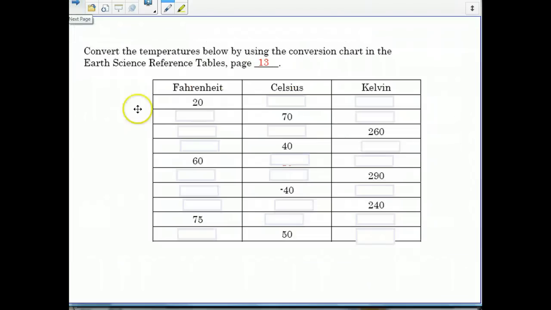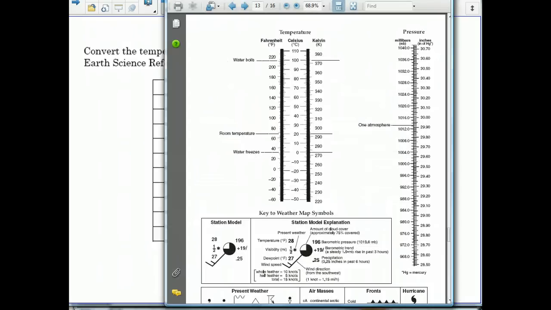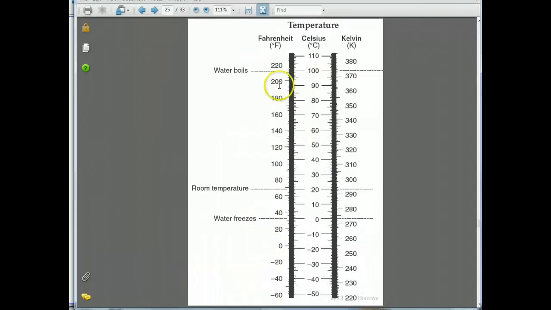What I'd like you to do is take out your reference table, turn to page 13, and you'll see this page. And you'll see on this chart right here, here's temperature, and here's air pressure, which we'll get to in a minute. But on that scale, you'll see that water is boiling up here at 100 degrees Celsius, 212 degrees Fahrenheit.